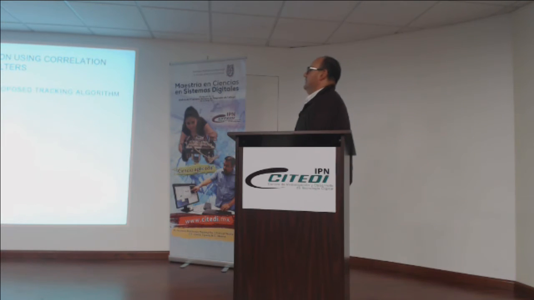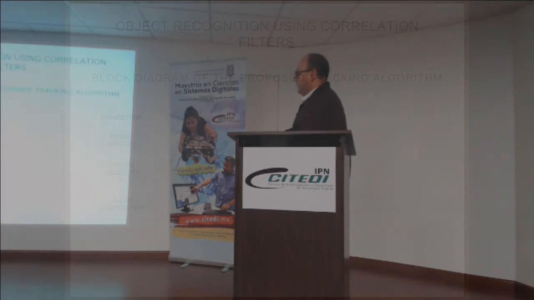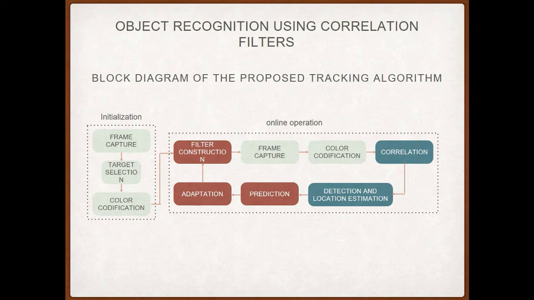So this is the block diagram, and it starts with the initialization process, in which a captured frame of the scene is acquired by the camera, and then the target is selected by the user. And then we perform the color codification. Then with this information, we construct the MOST filter, and then capture a new frame, perform the color codification, and apply the constructed filter to the captured frame in order to detect and localize the target.